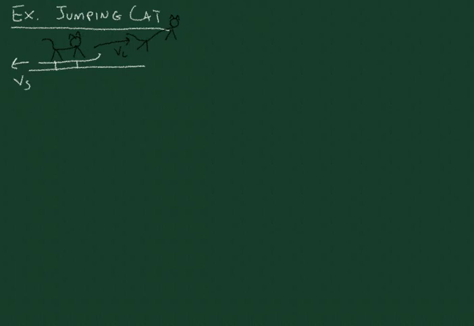So the idea here, again, is we have a conservation of momentum. So our initial momentum is 0, right? The cat's just sitting on the sled, they're not moving. But our final momentum is going to be the mass of the cat times the velocity of the cat plus the mass of the sled times the velocity of the sled. And then again, we see that this is very simple to solve. The velocity of the sled is just minus the mass of the cat, the velocity of the cat, over the mass of the sled.